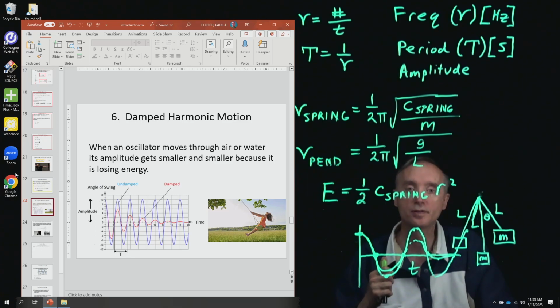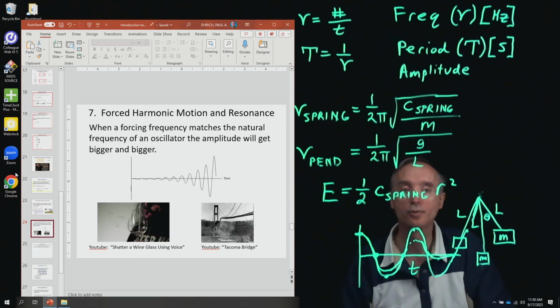For purposes of the exam, just know what damped harmonic motion is, what it looks like, and what is causing it. Make sure you know that for the exam. Okay, let's take a break, and when we come back, we're going to talk about forced harmonic motion and resonance.